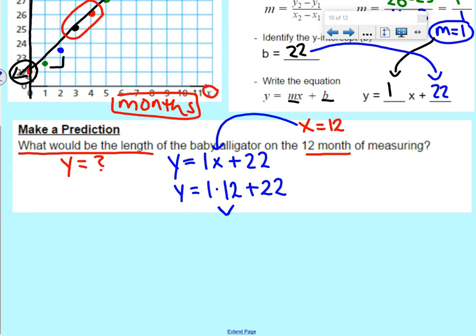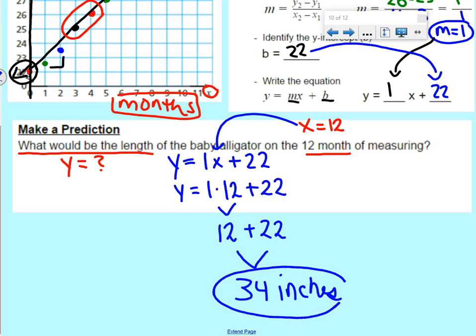1 times 12 is 12 plus 22. That gives us 34 inches. That's how long that baby alligator would be on the 12th month of measuring. That would be our prediction based on the trend of the data.